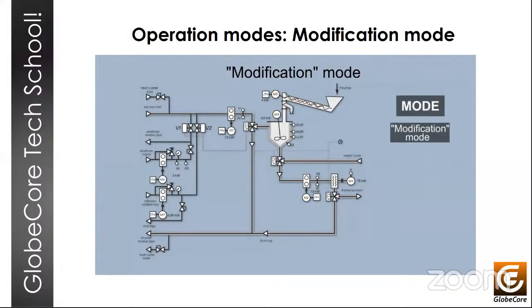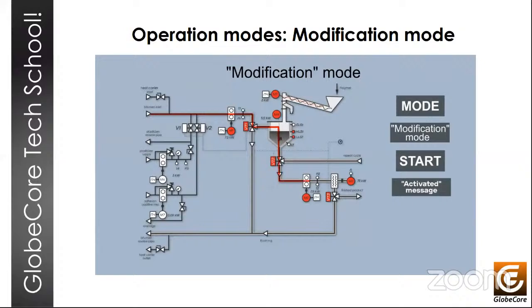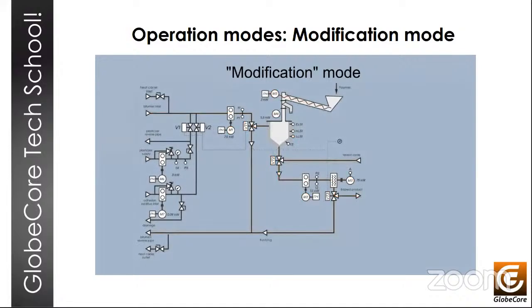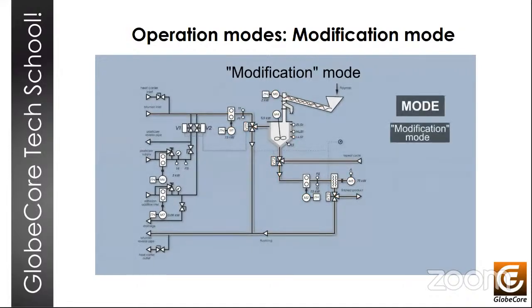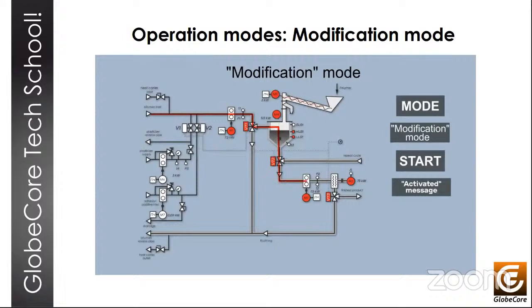So let's talk about modification and modification plus additive mode. These are the two main operating modes of the bitumen production plant. One of the modes is selected using the mode button, and if you press the start button, then the message activated appears in the top line of the screen, and the process of modified bitumen production starts right away, immediately.